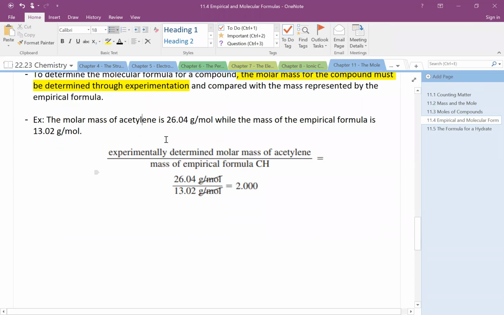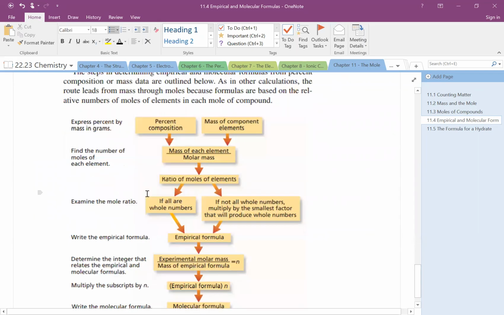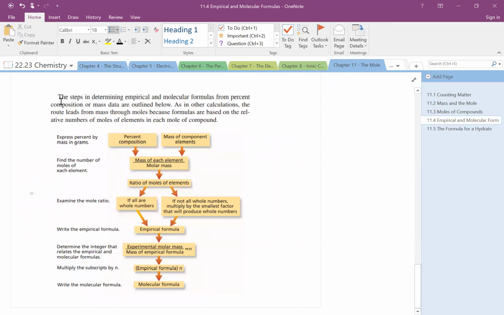And we'll see some examples of how to do this in class. But down here, I have just quickly summarized. I snipped this out of the textbook. Here's our flow chart for how we can determine the molecular and empirical formulas from percent composition or mass data, right? Again, we'll get some practice with this in class. So I would say have some passing familiarity with this and just make sure you're ready to go when you come to class.